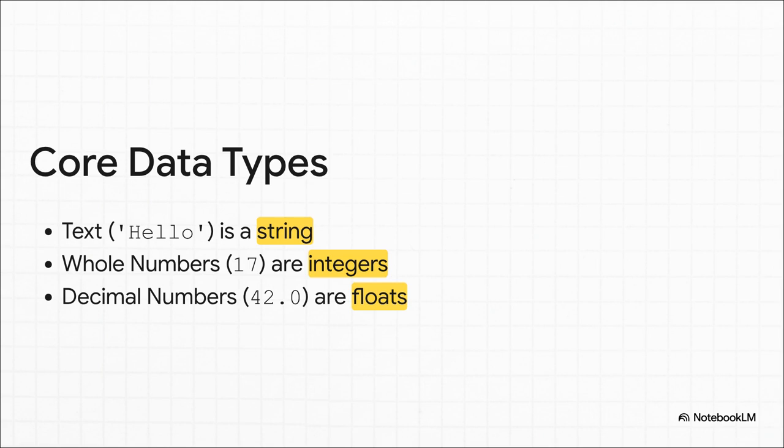So what kind of materials can we actually put in these boxes? Well, Python can handle all sorts of things. We've got text, which programmers call strings, like hello. We have whole numbers, which we call integers, like the number 17. And we've got decimal numbers, called floats, like 42.0. These are pretty much our most basic data types.